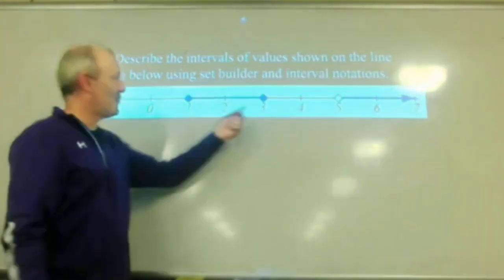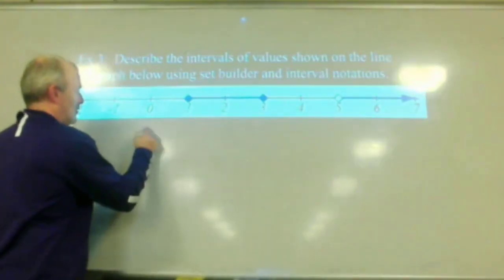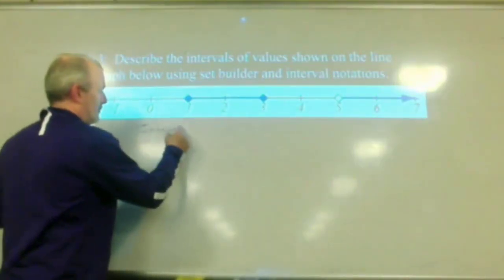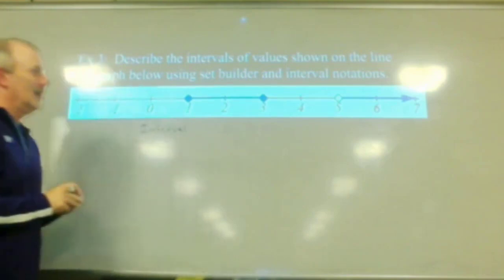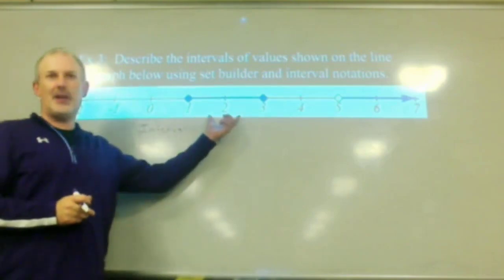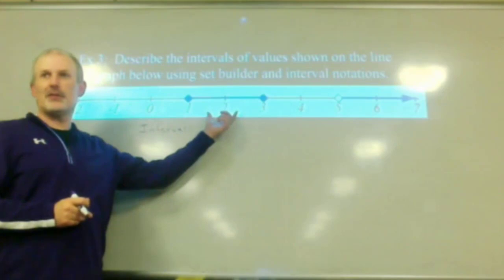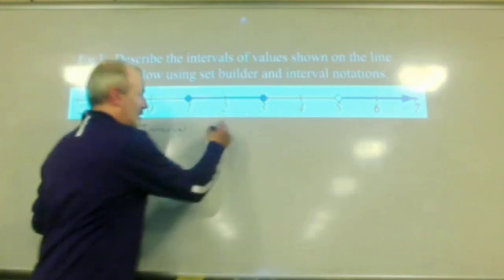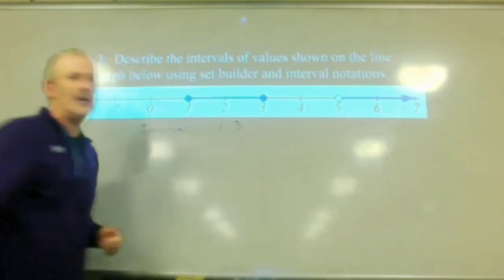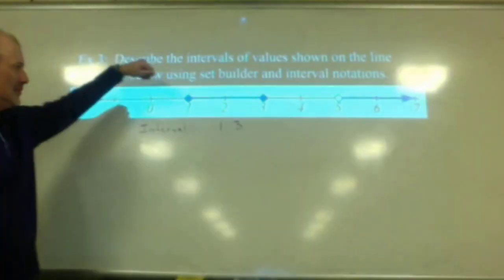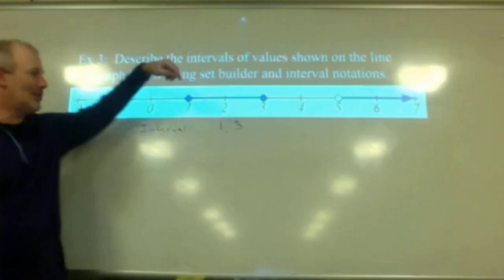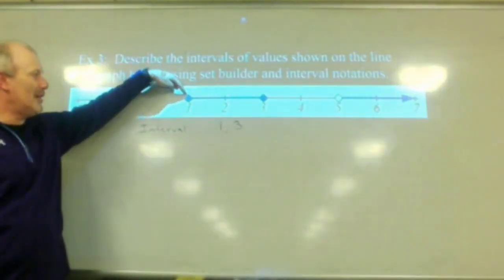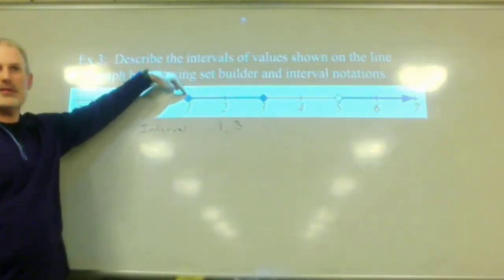So looking at this first one in interval notation, what's the lower and upper boundary on this one? 1 and 3, right? So 1, 3. Now, we kind of mentioned it already, but just to double check, is this one going to be a bracket or a parentheses?